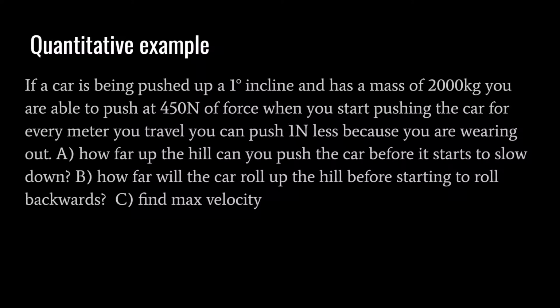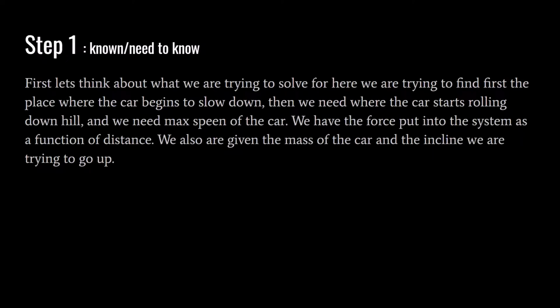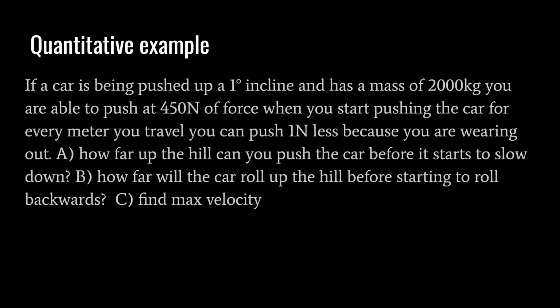Part B is how far will the car roll up the hill before starting to roll backwards. Part C is find the maximum velocity achieved by the car. Okay, let it sit here a little while, pause the video, whatever you need to do.